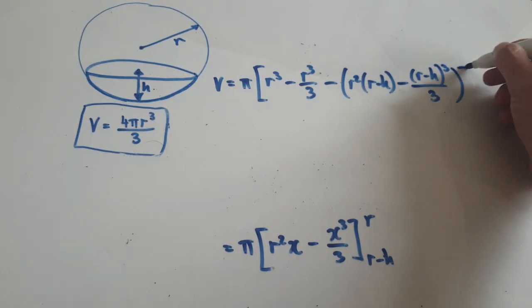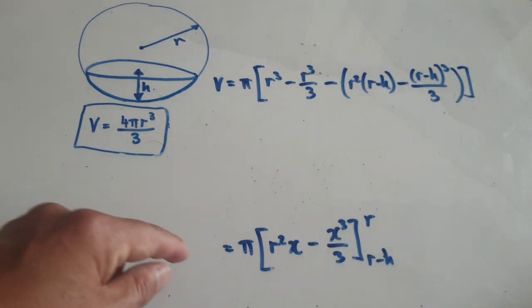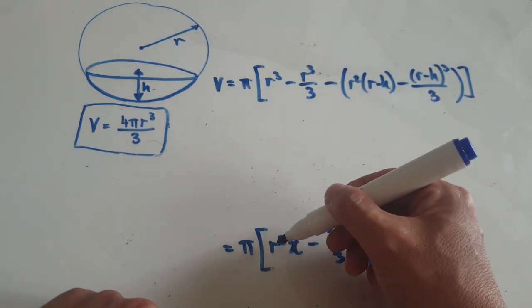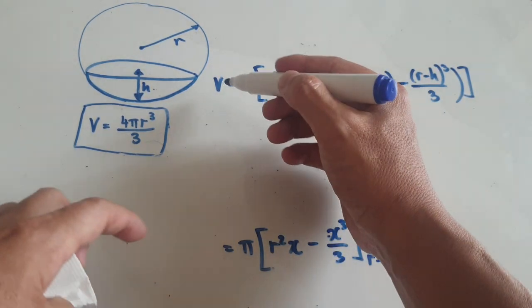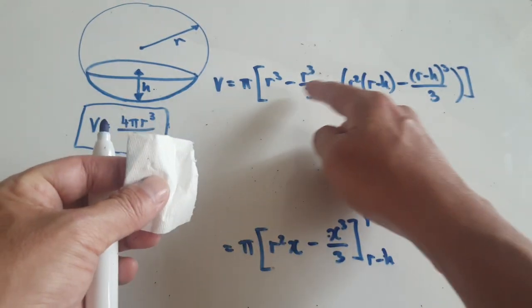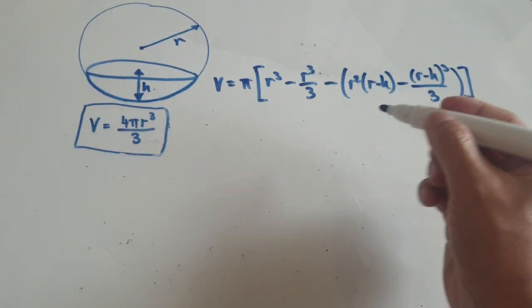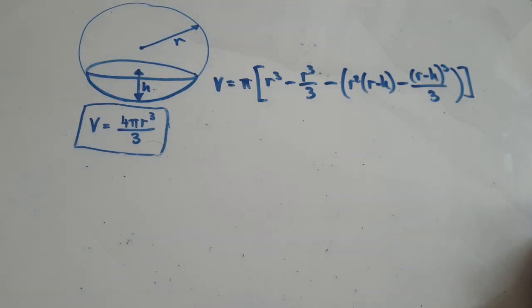Close it off and close it off. So put this into here and into here, that would give us this. Put this into here and into here, that will then give us this. It's just a matter of cleaning this messy thing up now.